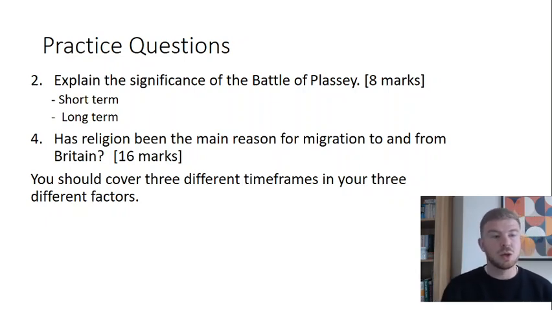Plassey. Or you could do both, but question 4, your big factors question: has religion been the main reason for migration to and from Britain? So you could maybe think about the Scramble for Africa, people migrating from Britain to Africa in order to build up the empire, because they believe that Africa is the dark continent, so going as missionaries to try and change that. As always, try and come up with 3 different time frames in your 3 different factors. So it would be great to give a couple of examples for each factor, and then see if you can spread them out across the different units.